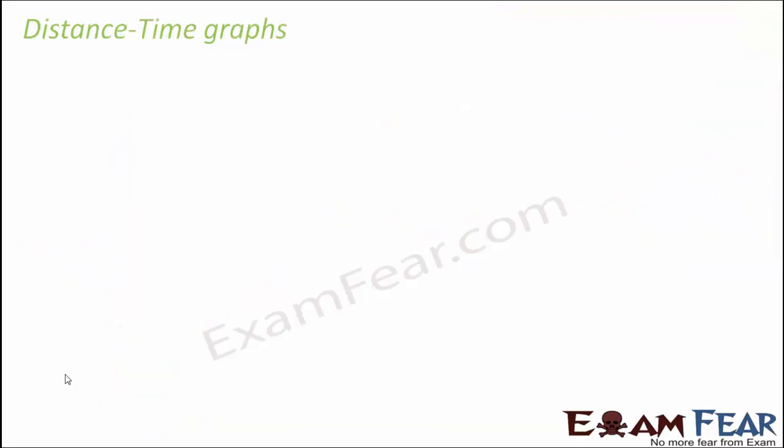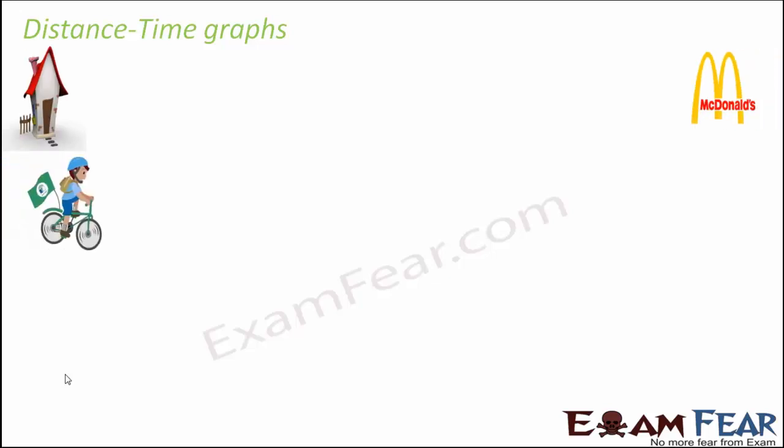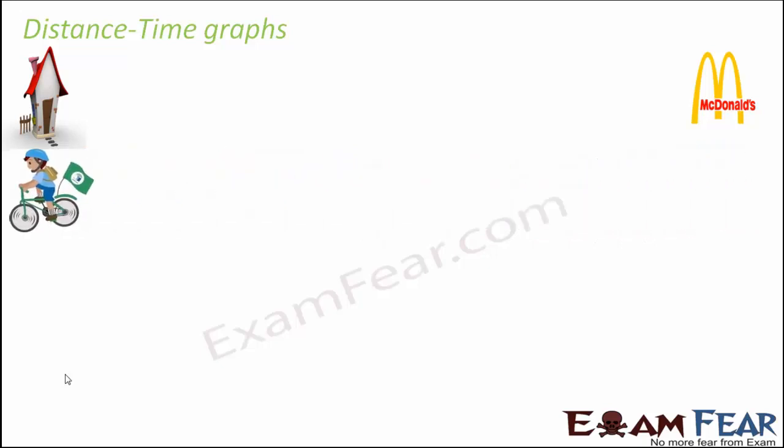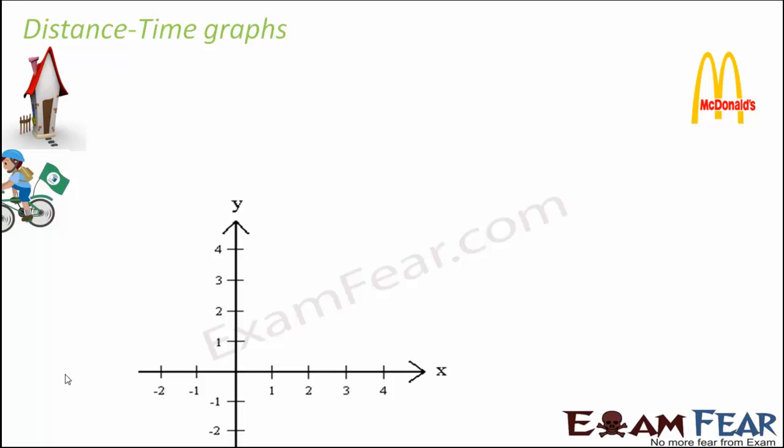So now that we have a good idea about graphs and how to represent data in graphs, let us talk in detail about distance time graphs, because they are going to give us a lot of information about the motion of various objects. Let's look at this example where this little boy is traveling from his home to McDonald's and then coming back from McDonald's to home. When we represent it in a distance time graph, we take time on the x-axis and distance on the y-axis. Now the shape of the graph tells us a lot of things.